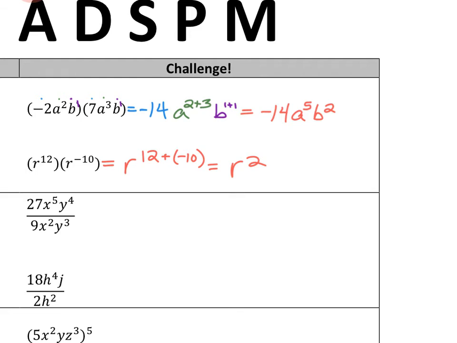Very cool. That's our first rule. If we're multiplying the bases, we add the exponents. The MA part of MADSPAM.